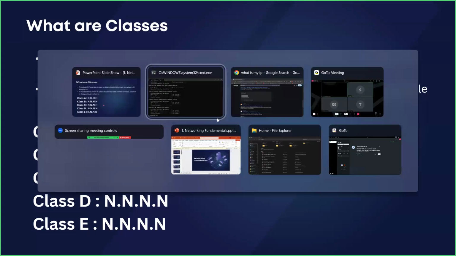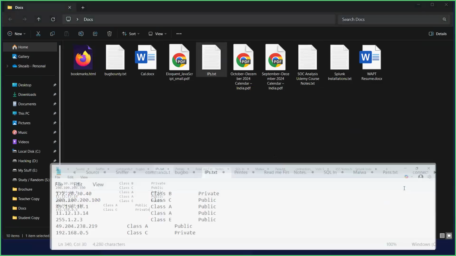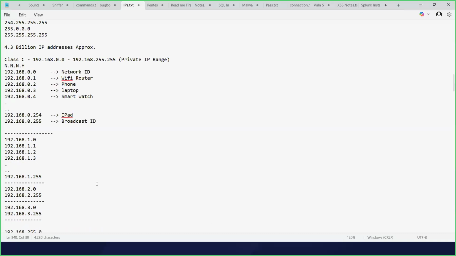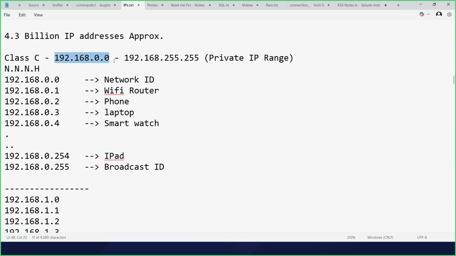We all know Class C's private IP range starts at 192.168.0.0. That's the same thing which I've written down over here in my notepad file. So the Class C private IP range starts at 192.168.0.0 and goes up to 192.168.255.255. Now, in these IP addresses, in the first 3 octets, you have the network portions for Class C. So 192.168.0 belongs to the network portion, and the last octet here belongs to the host portion. Let's keep that aside for a while.